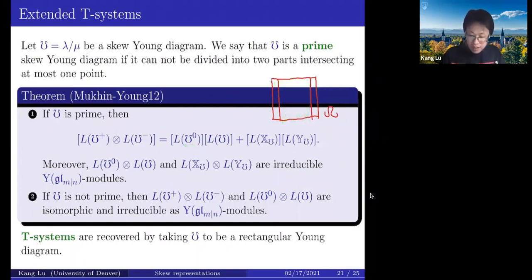Now I can define x omega and y omega. To define it, I have to slightly change things. So I will consider this part, which is the omega plus. Recall that this is the omega plus. What I do is shift it with respect to this diagonal to here, and then I will get a new rectangle.